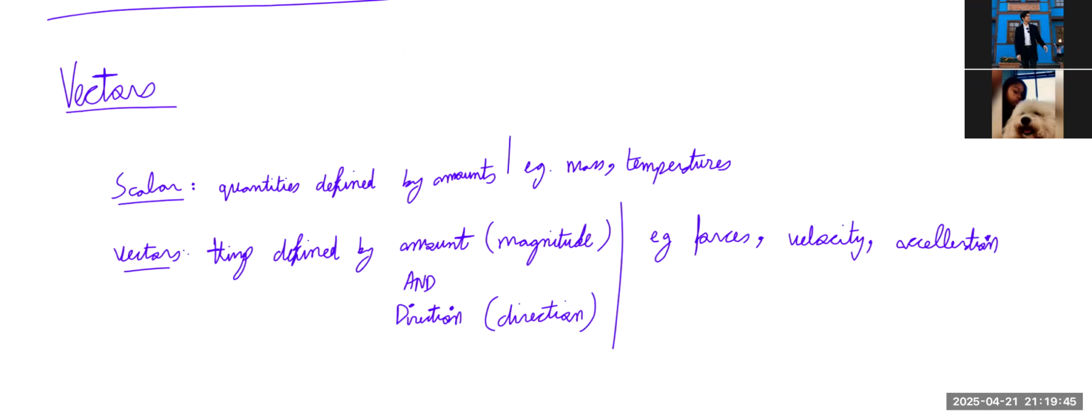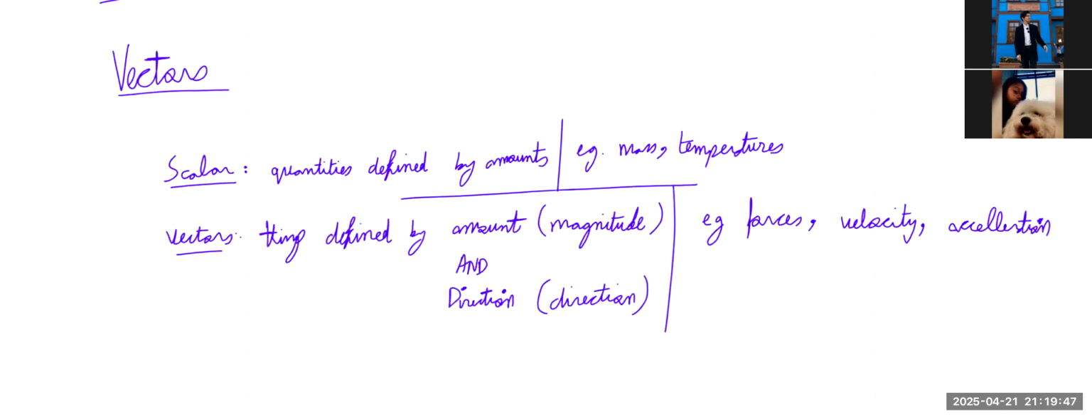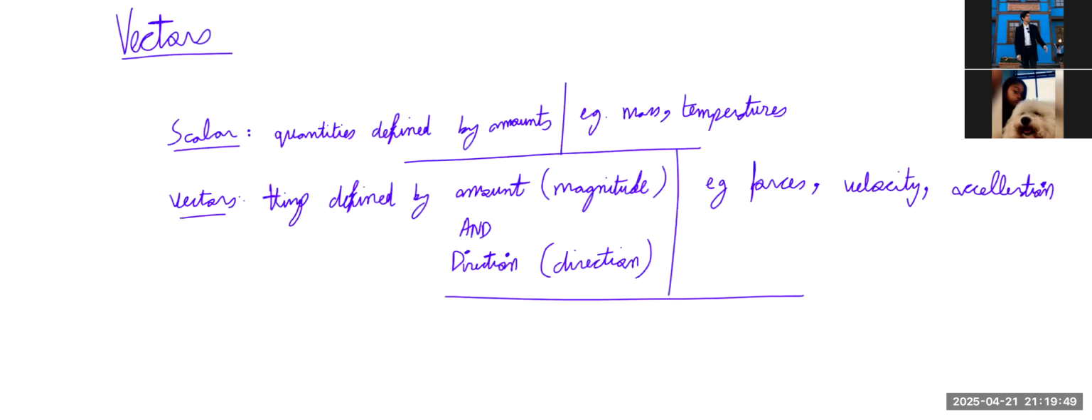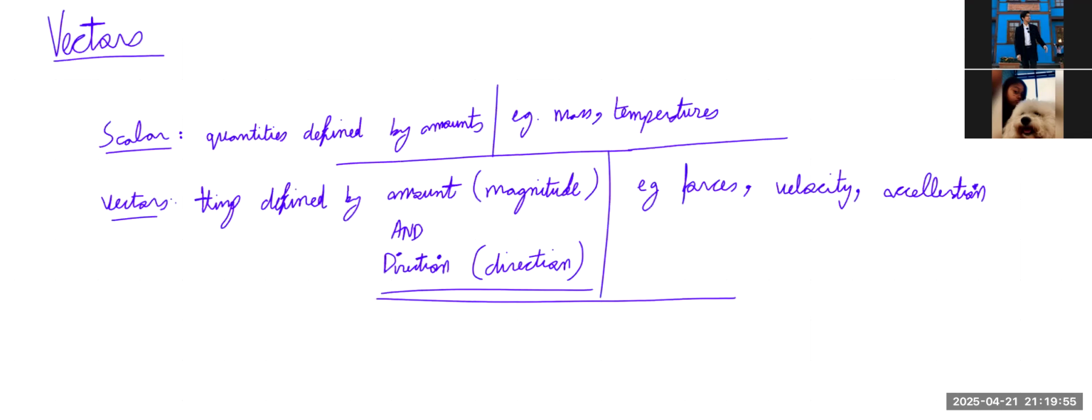So those are scalars and these are vectors. Does the idea stick? Does it sound like it makes sense? Right? So there are some things you need direction and amount for.